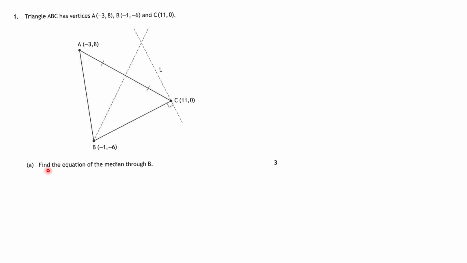In part A, find the equation of the median through B. Now, a median of a triangle passes through a point and the opposite side's midpoint. So we've got to find this midpoint M. Now it's on AC, so all we need to do is find the average of the x coordinates and the average of the y coordinates. So we have M will be (-3 plus 11) divided by 2, (8 plus 0) divided by 2, and that gives you (4, 4) as the midpoint M.